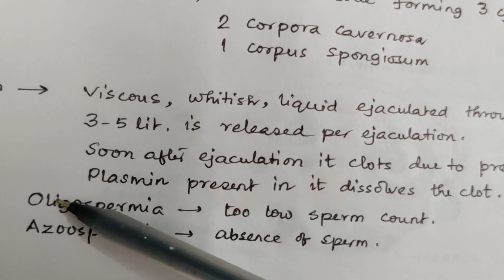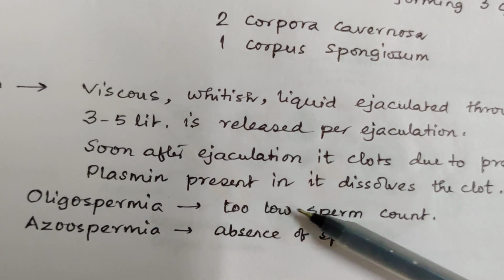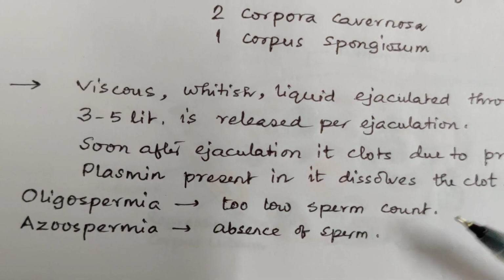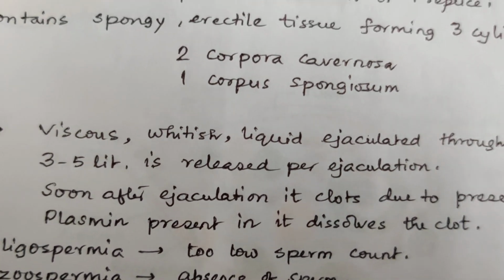You have to be familiar with two more terms, that is oligospermia, which means too low sperm count, and azoospermia, which means absence of sperm. So that's all about the male reproductive system.